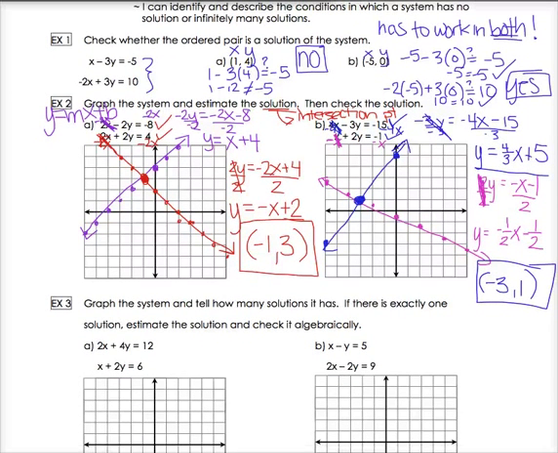I can identify and describe the conditions in which a system has no solution or infinitely many solutions. You can either write it up here or you can write it down here. I would probably put it up here with your other information.